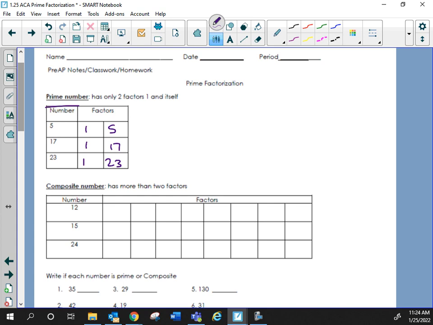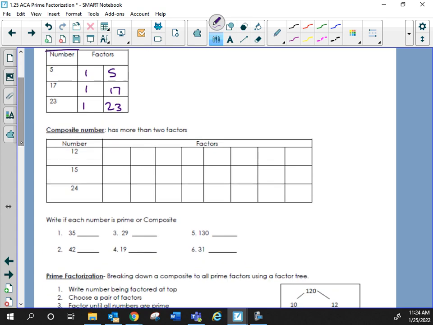Okay, so just like numbers can be classified as odd or even, numbers can be prime or composite. There are a few exceptions to those rules, but all but 2 numbers are either prime or composite. Okay, so let's look at some composite numbers. Again, it has more than 2 factors. So for 12, I'm going to do it in pairs. Some people write it differently.